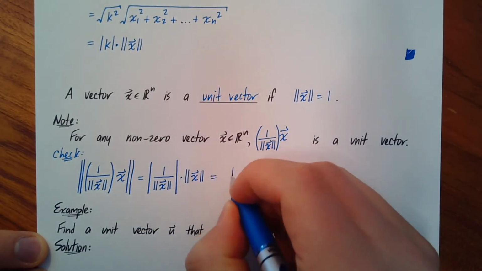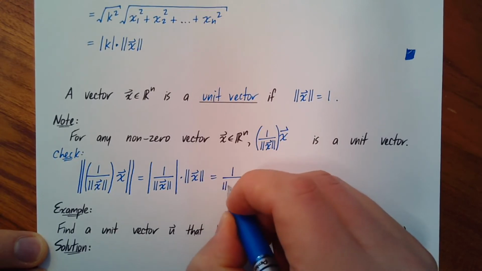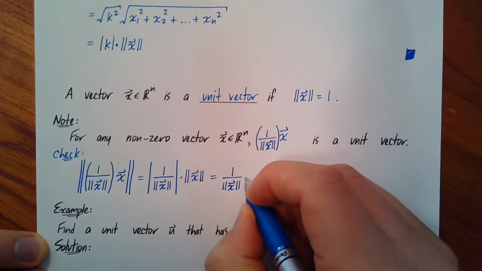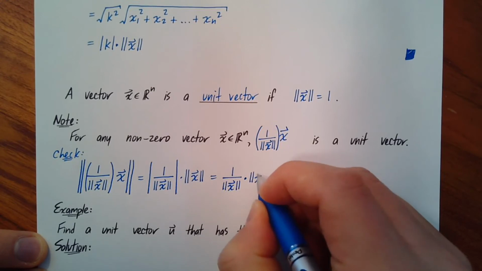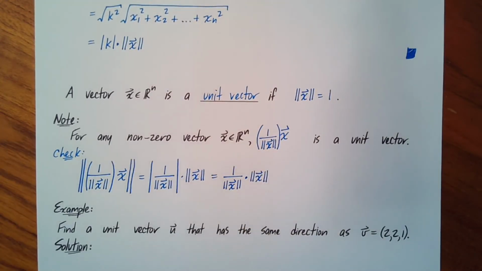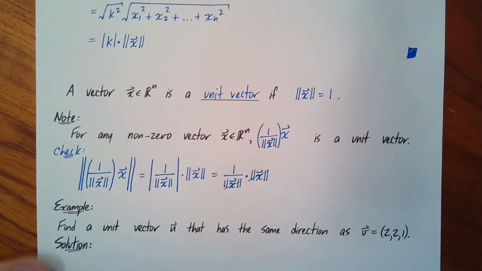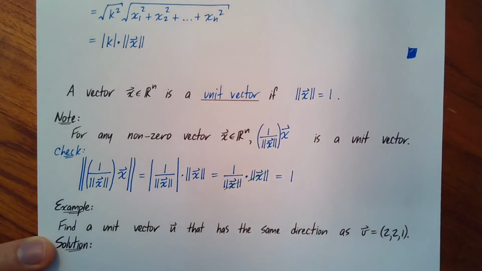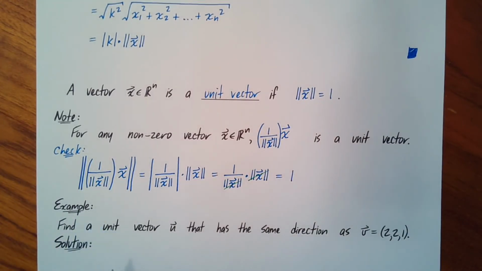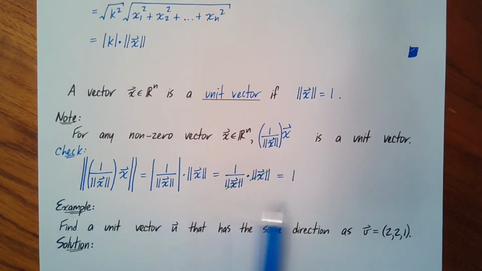So we can just write this as 1 over the norm of x multiplied by the norm of x. So it's just like if you had 1/2 times 2 or 1/3 times 3. Really what happens is they're going to cancel and they just give you back 1. So that's why it's guaranteed to work always. So this is just the verification of that note. If you start with a non-zero vector x and you multiply it by 1 over its own norm, its length is going to become 1, and therefore it's a unit vector.